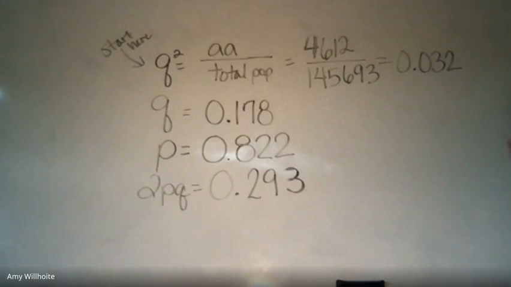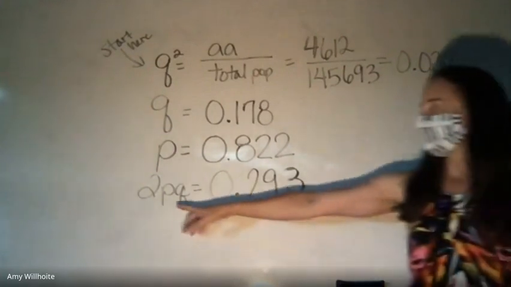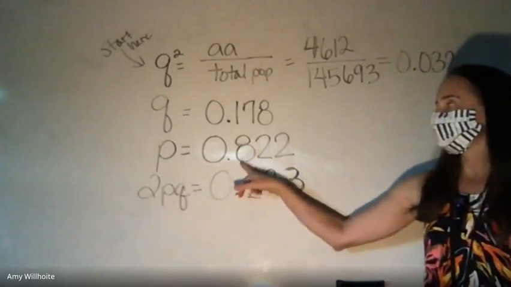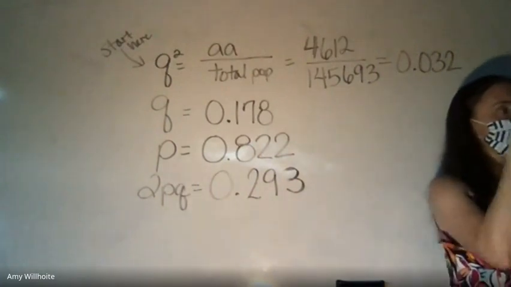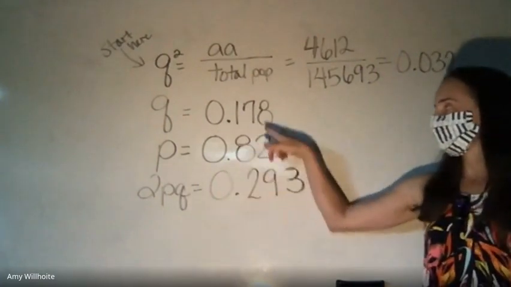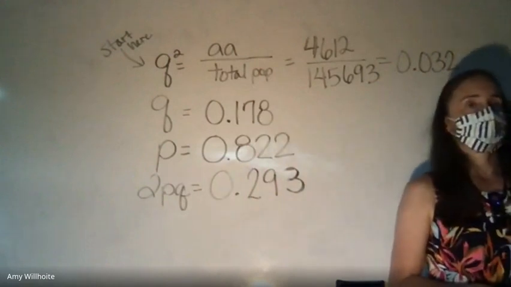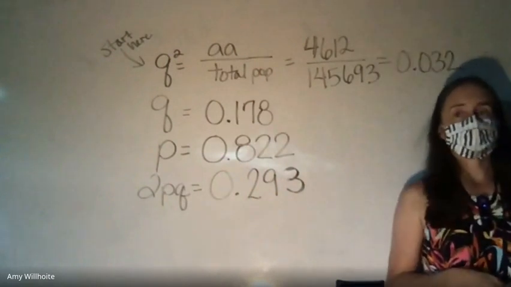So that's pretty scaffolded for you, right? I was like, okay, what do we do first? What do we do second? What do we do third? So hopefully you got it. So I just literally take 2 times P times Q, and then I get my number. Is that on my calculator? 2 times 0.822 times 0.178. There's little squares in the marker bucket if you need it.